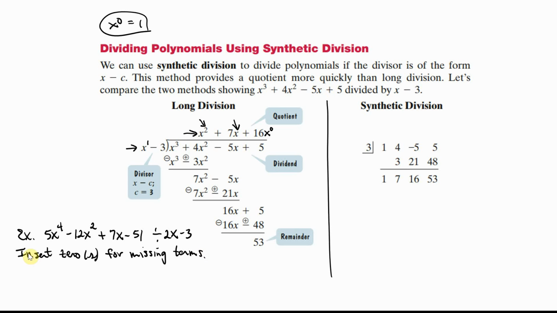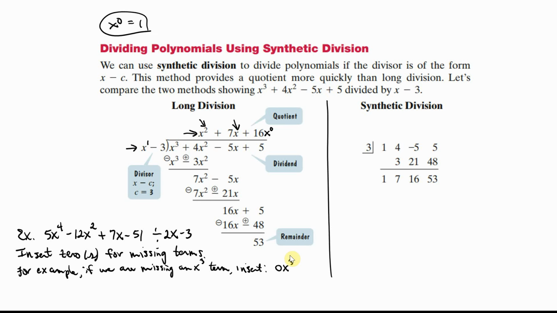So for example, if we are missing an x to the third term, you want to insert here 0 times x to the third. So just saying insert a 0, you know, just off the cuff, you're thinking, oh, just put a 0 there.